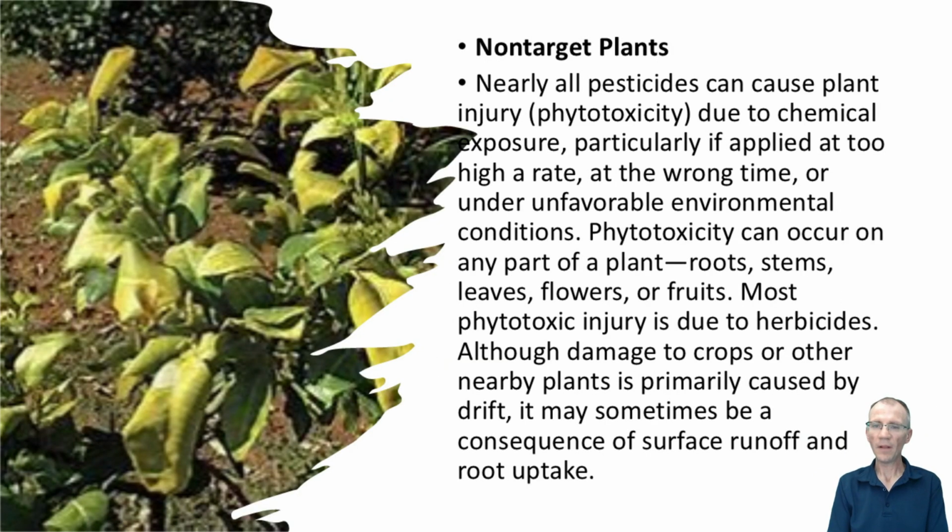Non-target plants. Nearly all pesticides can cause plant injury, phytotoxicity, due to chemical exposure, particularly if applied at too high a rate, at the wrong time, or under unfavorable environmental conditions. Phytotoxicity can occur on any part of a plant: roots, stems, leaves, flowers, or fruits. Most phytotoxic injury is due to herbicides, although damage to crops or other nearby plants is primarily caused by drift. It may sometimes be a consequence of surface runoff and root uptake.